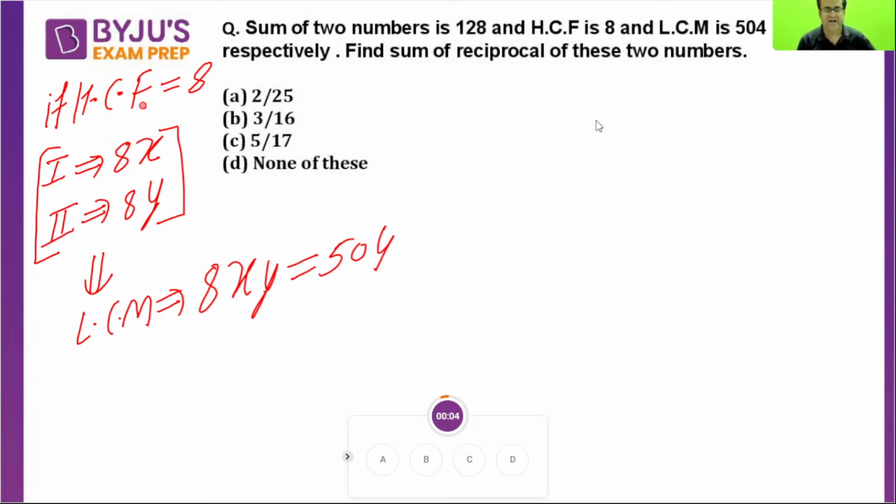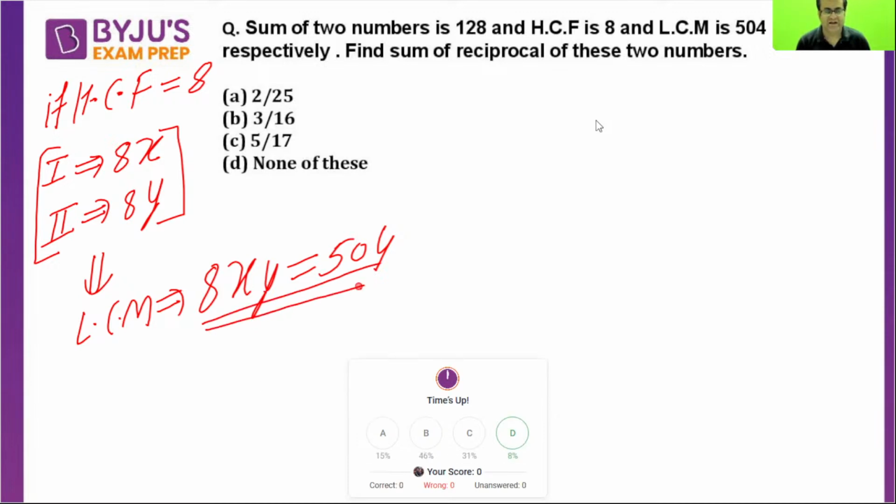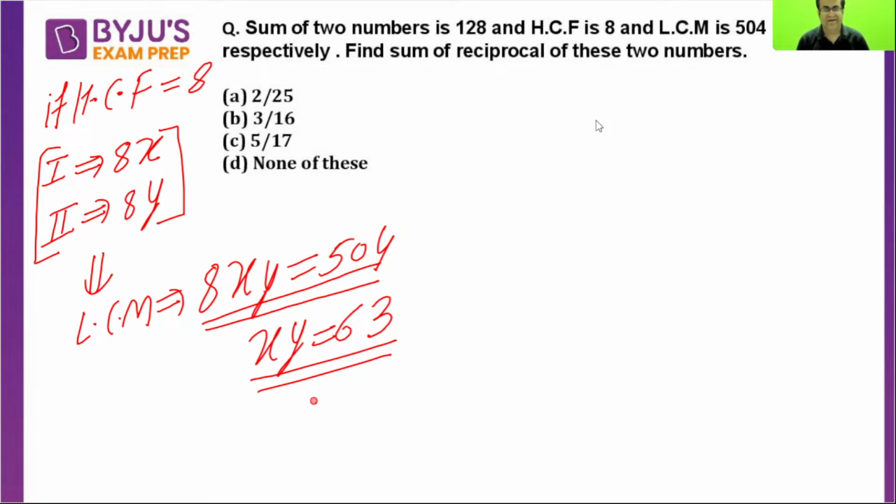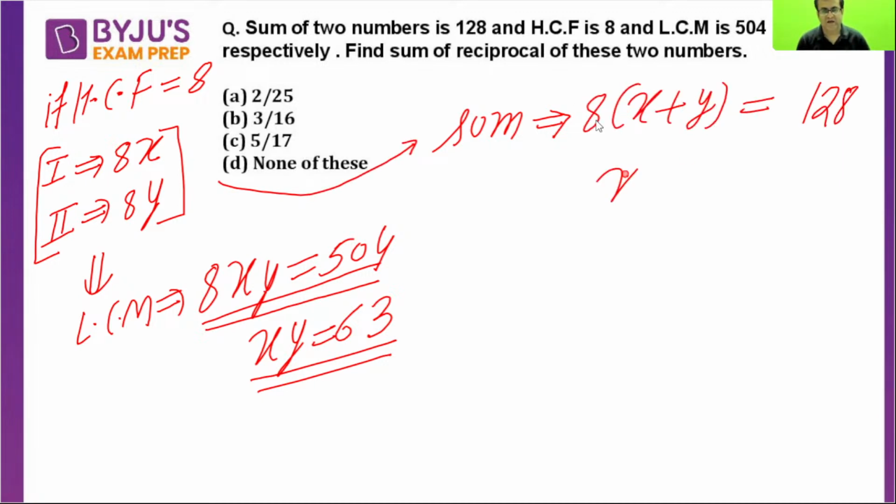If HCF is 8, I consider the numbers as 8x, 8y, so the LCM 8xy is 500. 8 6s are 48, 8 3s are 24, so xy is equal to 63. Now the sum of both numbers is given as 128. So 8 times x plus 8 times y is 128, so x plus y is 16, since 16 8s are 128.